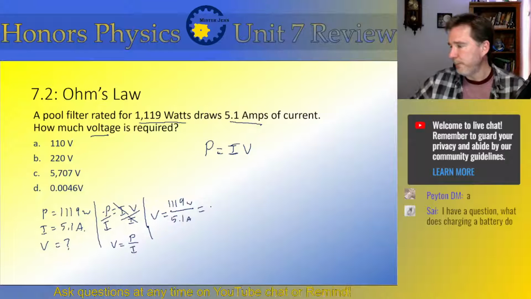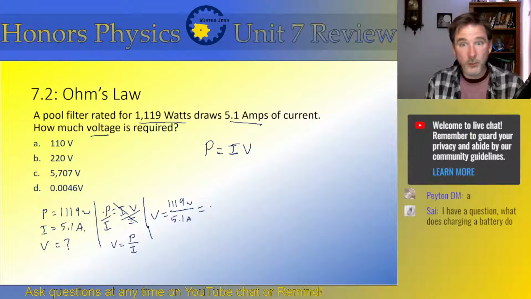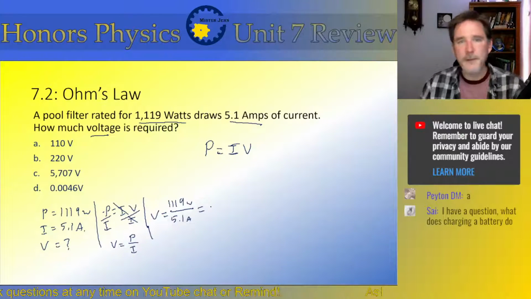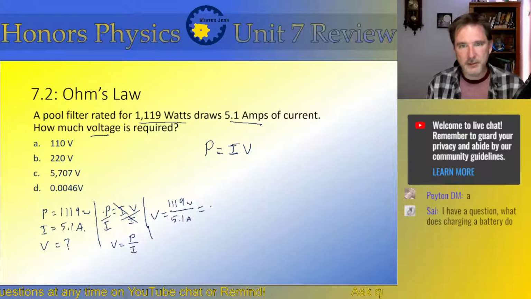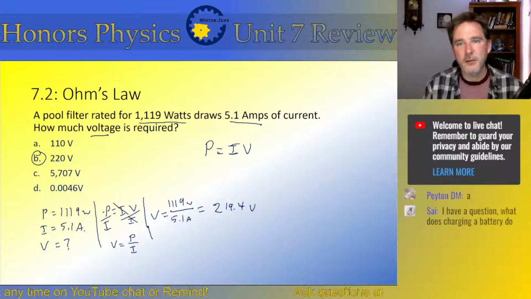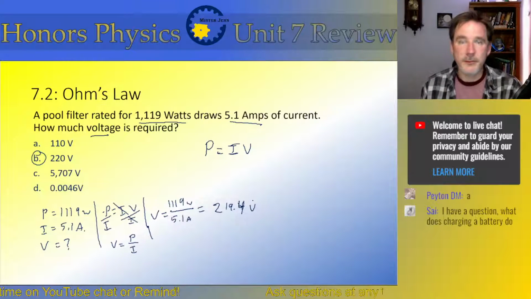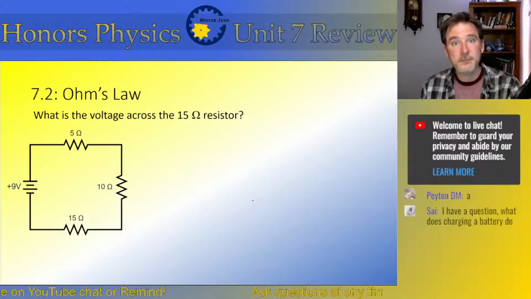I don't think you need to see this one, so I'm just going to do it. 1119 divided by 5.1, yeah, 219.4. That's pretty close. So I'll write down what I got, 219.4 volts. The closest one is going to be letter B. Pick the one that's closest. If you're not sure, call me over.